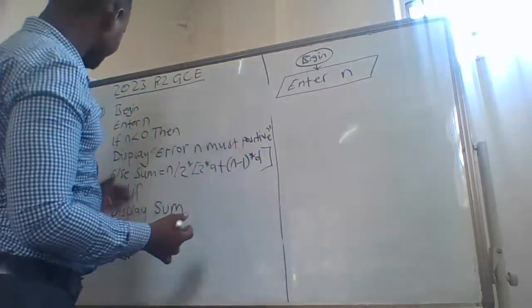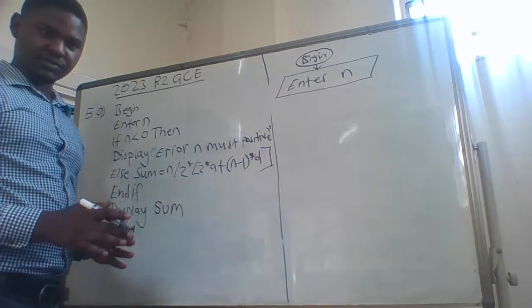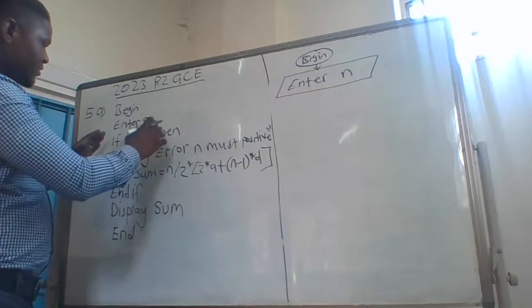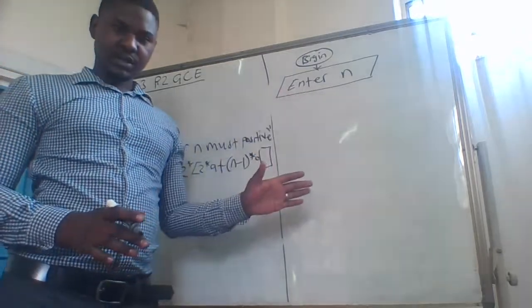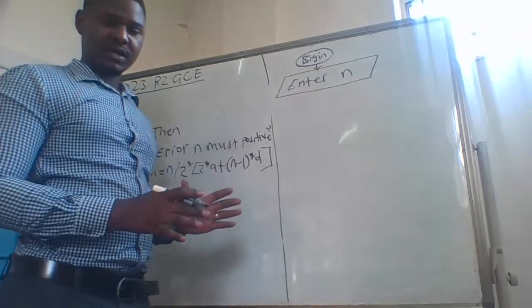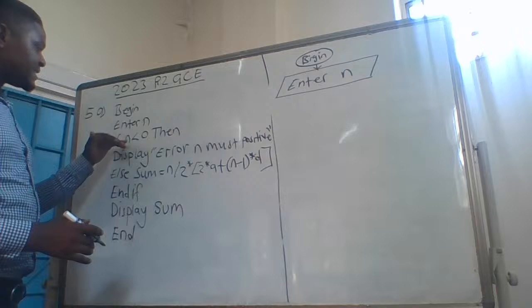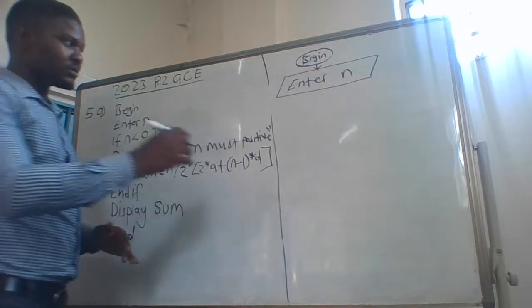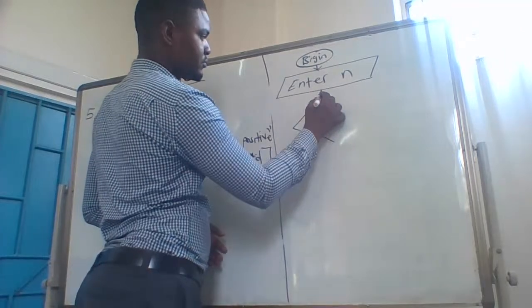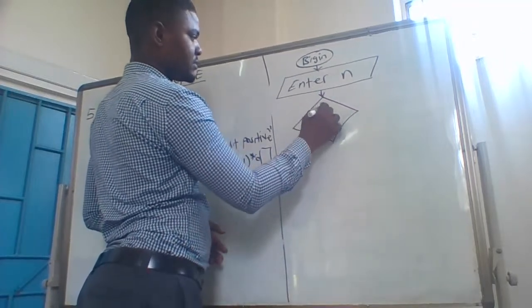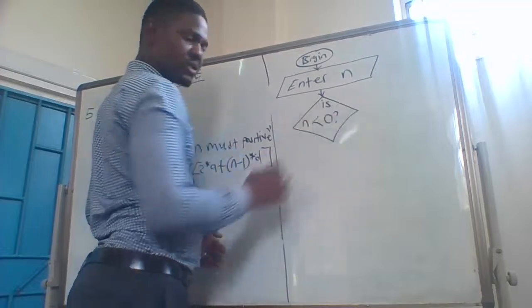After entering n, now is the part that I was emphasizing on the previous question. When you have the if function on the flowchart, the if function will be represented in the form of a question. And this question will be, is n less than 0? Okay, so we'll have this. Then we'll say, is n less than 0? And you put a question like that.